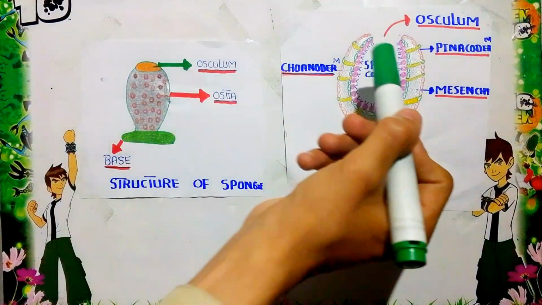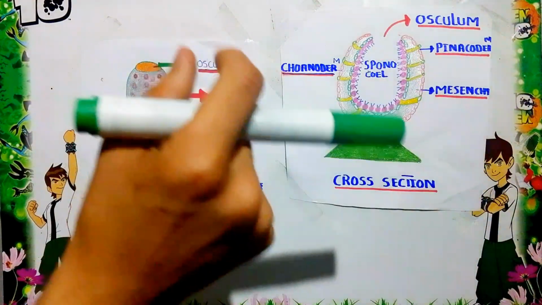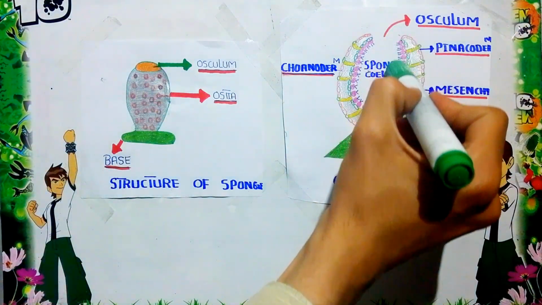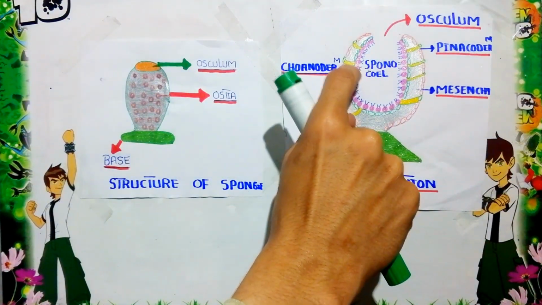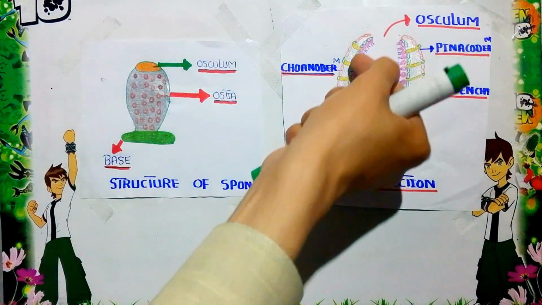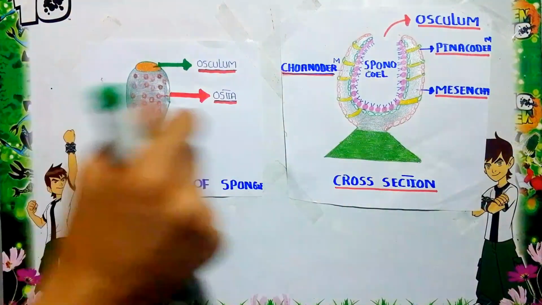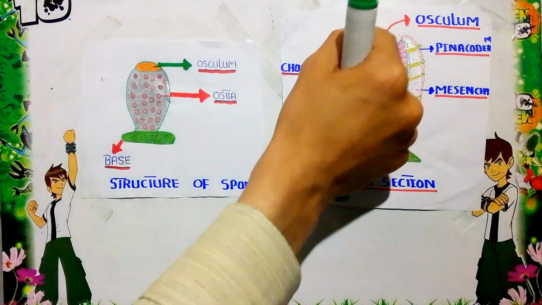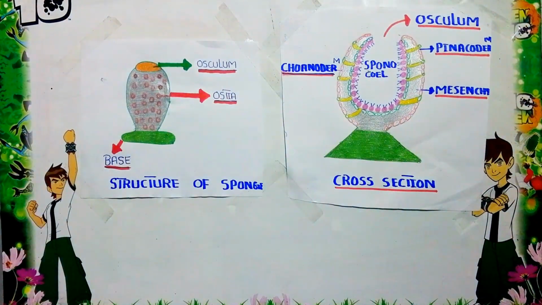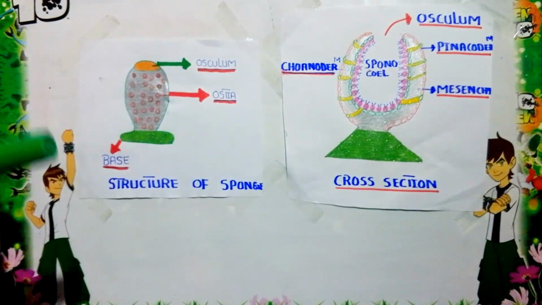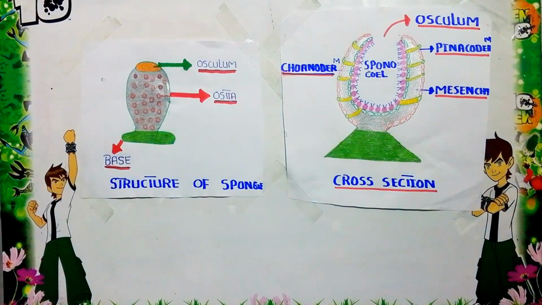Now right in the spongiocele, a flagellated, funnel-shaped cell is found. This flagellated cell is called the choanocyte, and this innermost layer is called the choanoderm. So this is the pinacoderm, the outermost layer, while here a flagellated cell is present at the spongiocele side. Now this is called the choanoderm. So this is about the structure of the sponge body.